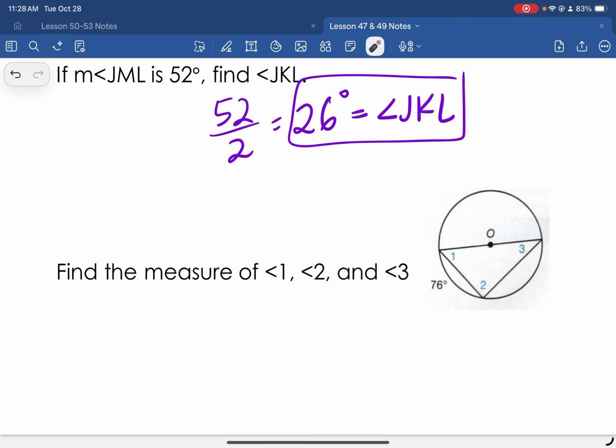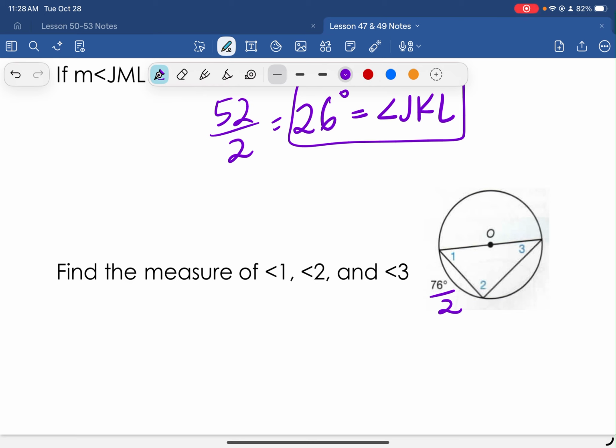Now, the easiest one is right here. This is 76 degrees. So how would I find angle 3? You would divide the 76 by 2. You would half it to find angle 3. So half of 76, divided by 2, is 38 degrees. So we have angle 3.